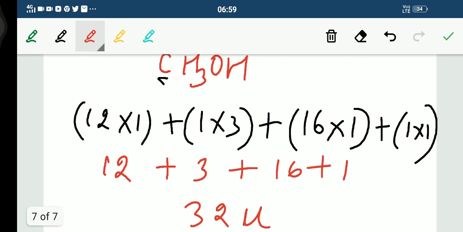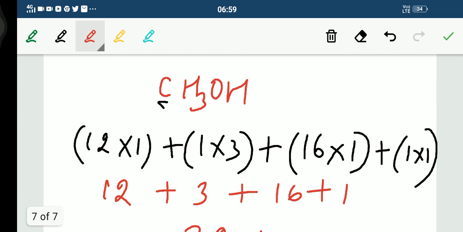Fine. So I hope these things are clear to each one of you students. You can practice some more formula unit mass and molecular mass.